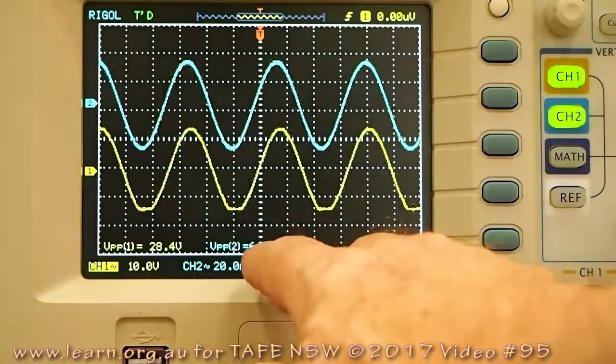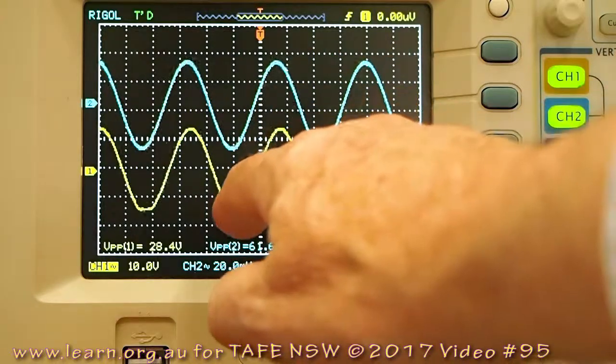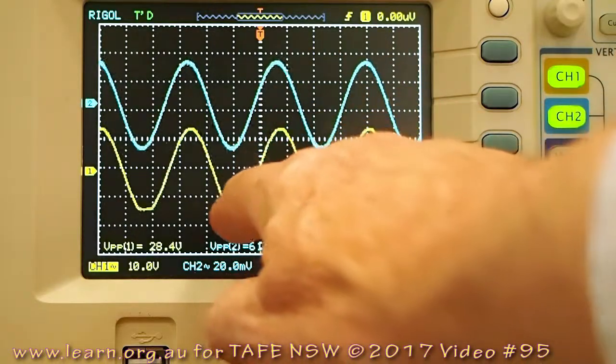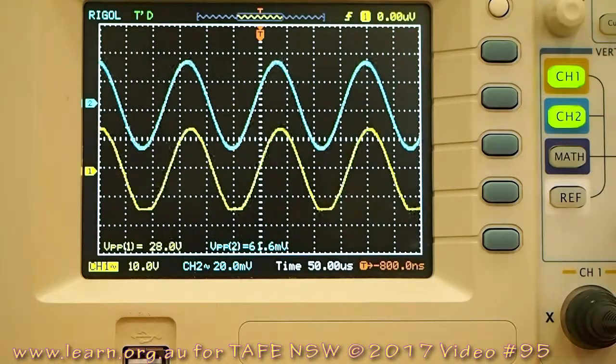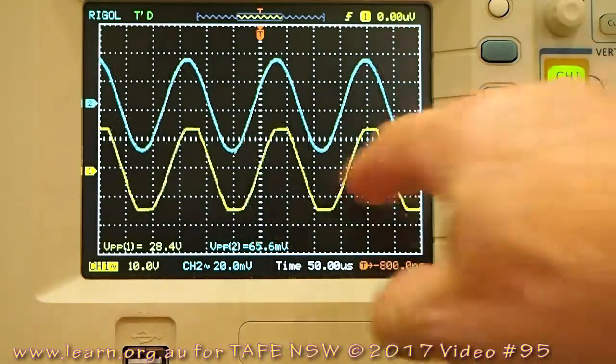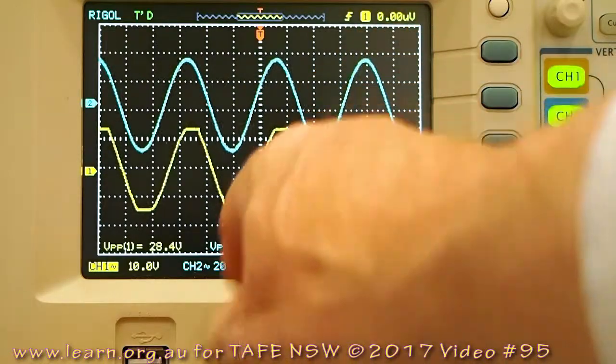Oh, there we go. So at around about 60 millivolts peak to peak at the input, we're all of a sudden getting negative peak clipping on the output. And then if I go up much higher, we're not quite symmetrical there. We got clipping on both top and the bottom of the waveform.